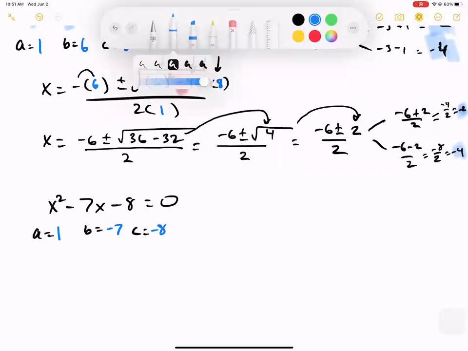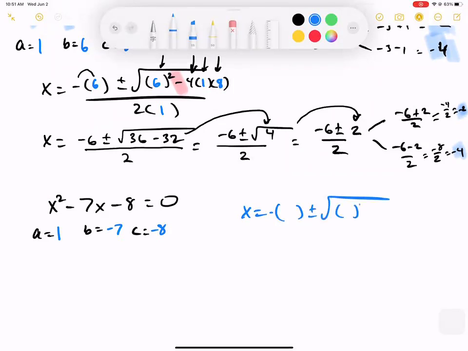So we want to try to find what x values will make this go to 0. Do you know what x values will make this go to 0? I don't. So let's go and do the quadratic formula. X equals negative b plus and minus the square root of b squared minus 4ac, all over 2a. Repeat that song over and over and over.